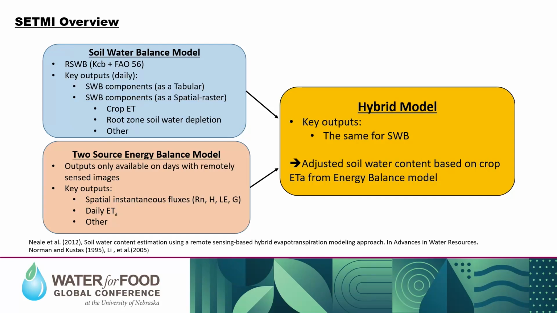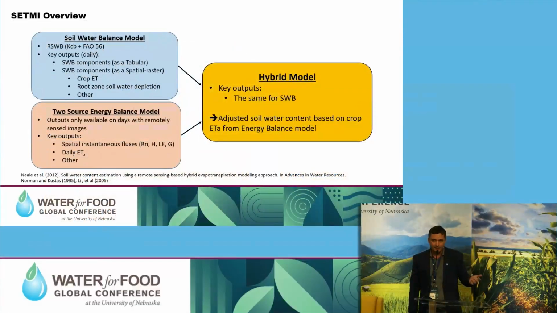We don't have daily outputs as in the soil water balance. We can have spatial instantaneous flux for all surface energy balance components. The daily ET is just for that day when we have dates and images available, along with many other outputs from surface energy balance. And then when we combine the soil water balance and the two-source energy balance model, we can also run the hybrid model.